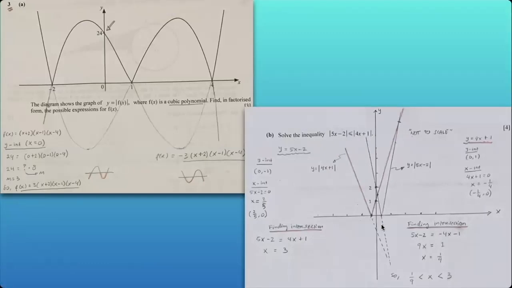And since it is an absolute value function, we reflect this dashed line part to here. And we do the same thing to this function, this one here.